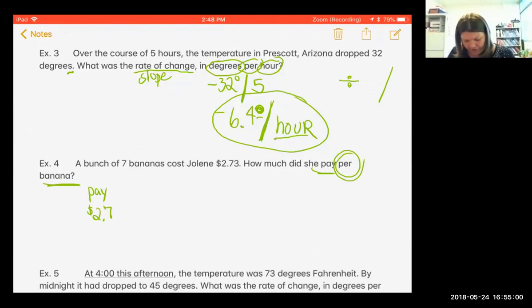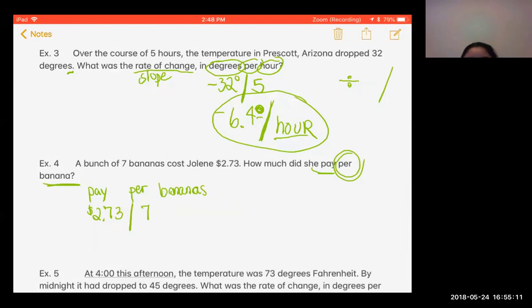And I'm going to per it, and we said per means divide, by the number of bananas. How many bananas did this woman buy? 7. See how simple these problems can be? So 2.73, and I'm going to remember to go in the exact order. I'm also going to include my decimal point. Some students leave it out, and then they get charged really a lot of money for their bananas.